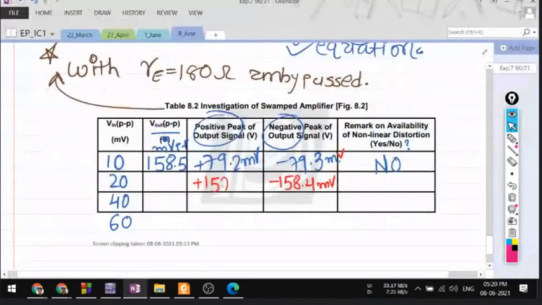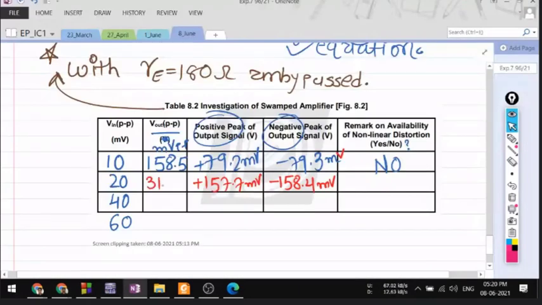Let me write down. Negative peak is minus 158.4 millivolt, right? What is the positive peak? Positive peak is 157.7, so plus 157.7 millivolt, right? And what is peak to peak? Peak to peak is 316.1.